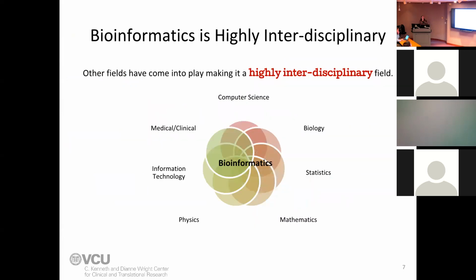And with all of these different data types and the advancements in technology of how we can capture and process this biological information, many other fields have come into bioinformatics to make it a highly interdisciplinary research field. So now we have computer scientists, biologists, statisticians, mathematicians, physicists, and information technology has come into the works because you need that information infrastructure to be able to store all of this data. And now we're seeing the medical and clinical data also coming into bioinformatics.